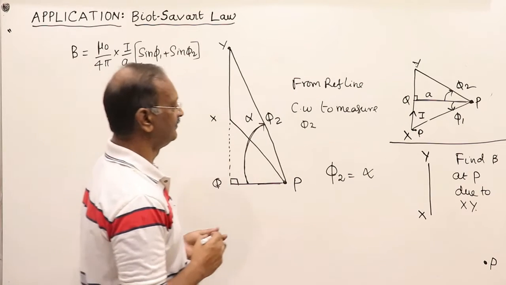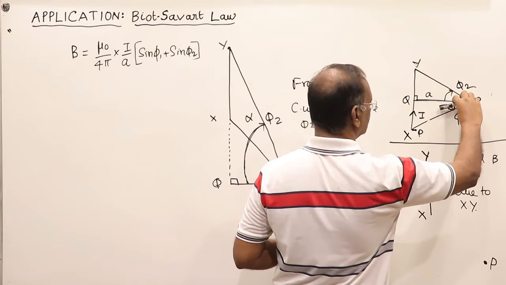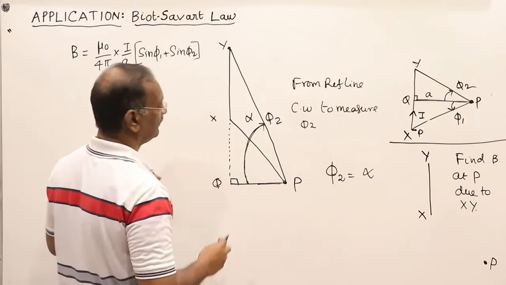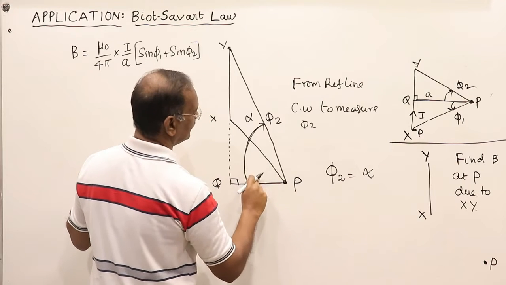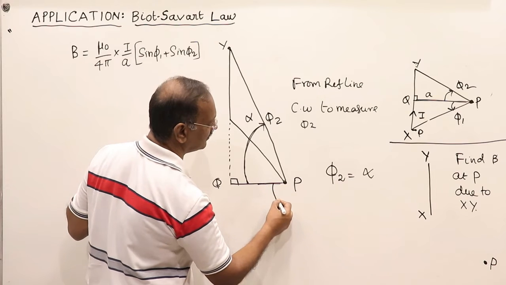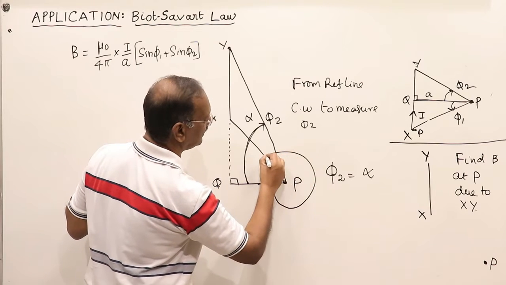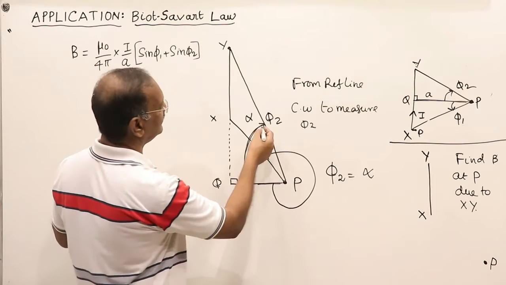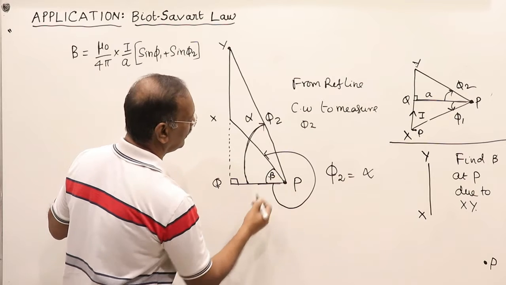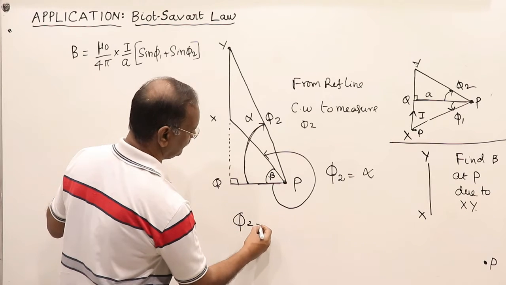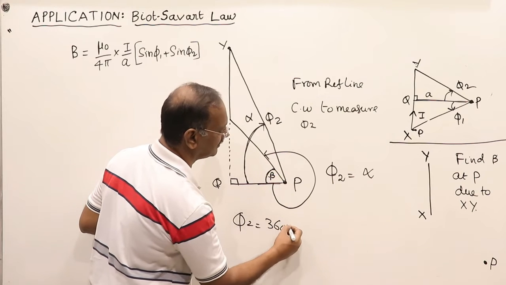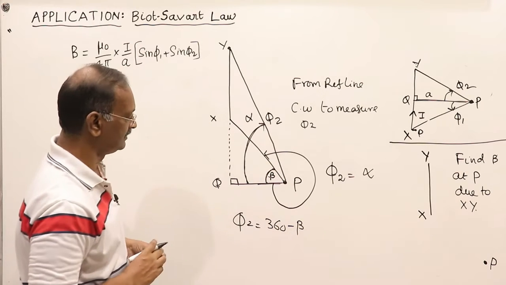What about phi 1? From point P with the reference line we come in the anti-clockwise direction to measure this phi 1. We cannot go straight away like this, it is wrong. So from the reference line we go in the anti-clockwise direction up to the line joining the bottom one. If this is alpha and we call this beta, then phi 1 is equal to 360 degree minus beta. So this is how we have to substitute.